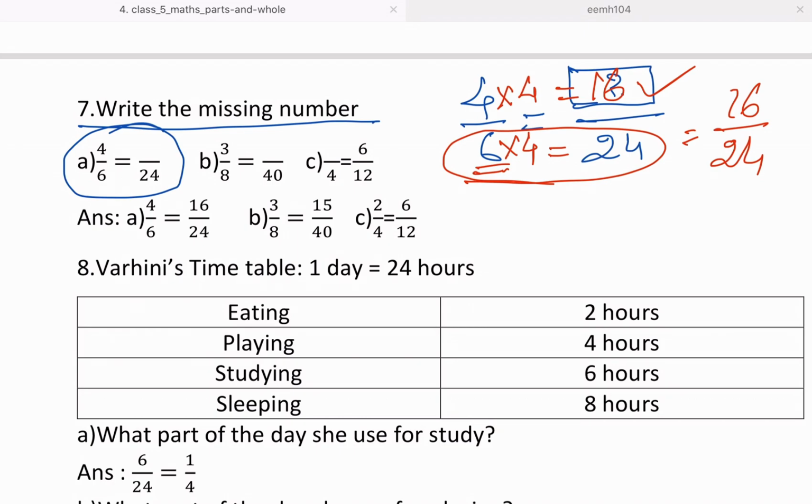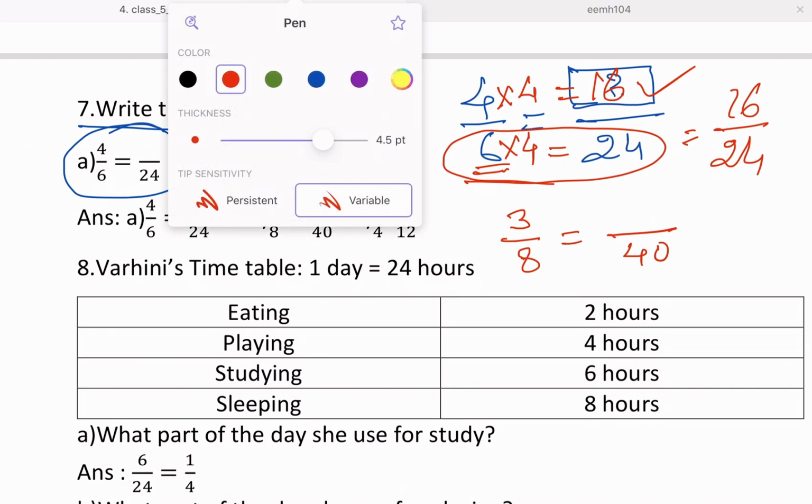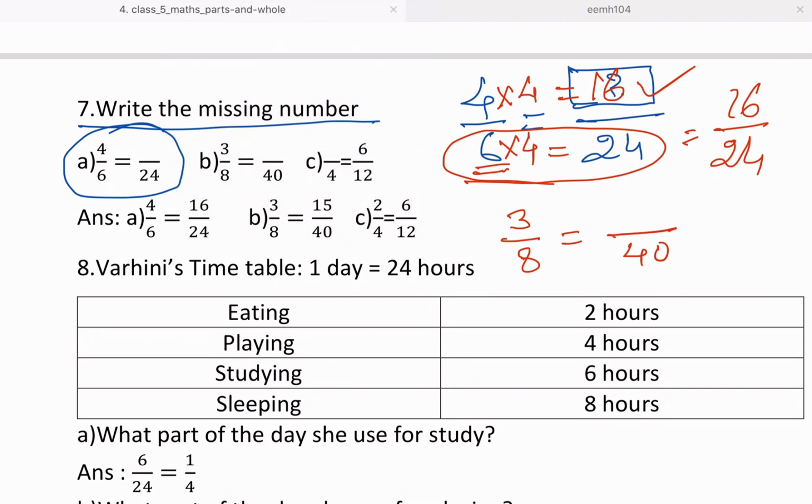Now another: 3 by 8 equals dash by 40. Then you have to find the relationship between 8 and 40. 8 fives are 40. Then you have to multiply 3 by 5. This will be 3 fives are 15. It means the required number will be 15.